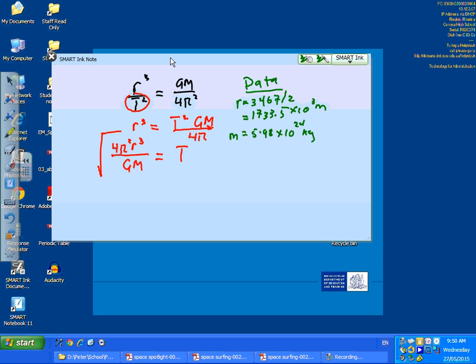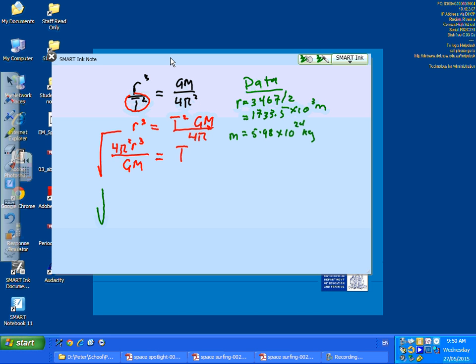And what else do we need to solve this? Nothing. So we substitute in: the square root of 4 pi squared times 1733.5 times 10 to the 3, and all that is cubed, all over 6.67.